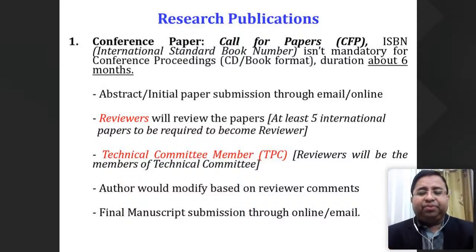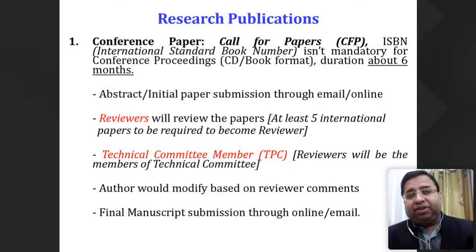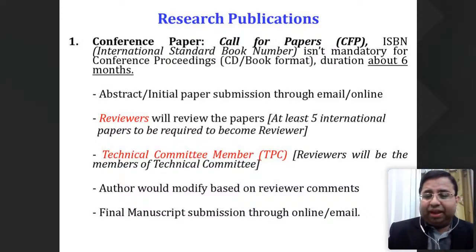So they will search you. Usually the conference committee will search you on Google. They like to see your profile, your ResearchGate profile, or Scopus ID. They like to see your international profile, so that based on that they can decide whether you are capable of reviewing the paper or not. Definitely, your expertise is another issue: which area you can review the paper in.